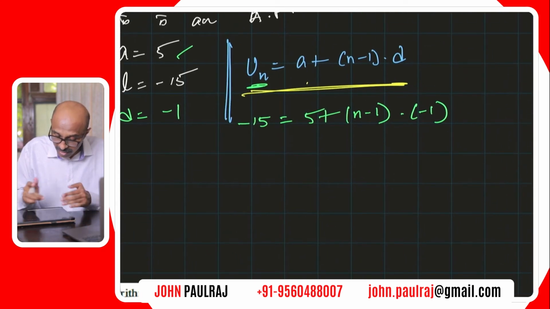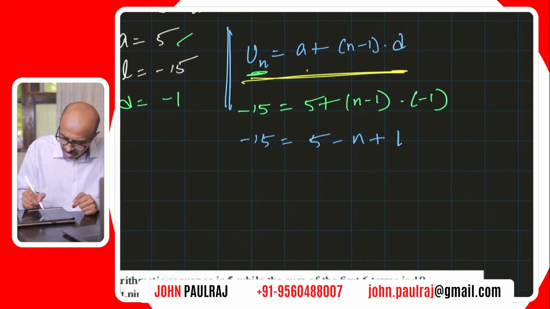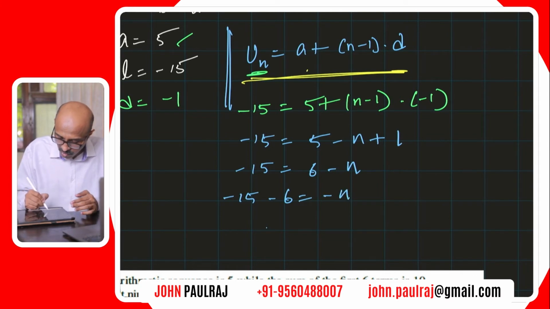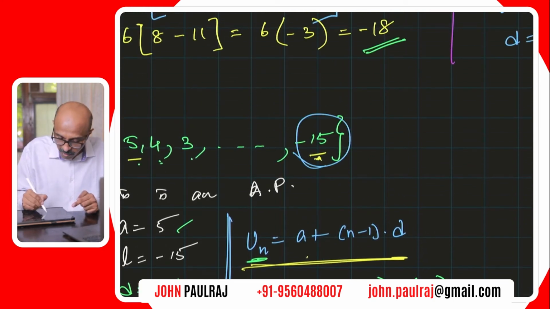And using that, we can then solve for n and say this is a negative 15 and this is 5. And we've got the negative n plus 1. So that this is going to be negative 15 equals 6 minus n, or negative 15 minus 6 is going to be a negative n. Well, n has to be positive. We can change the sign. So n must be equal to 21. Can you see that? So it's the 21st term of that sequence whose value is a negative 15.